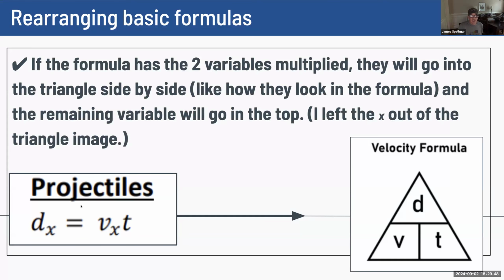So in this case, if this was our formula and you were trying to use a triangle, the V and the T are side by side. So they need to go side by side in the triangle first. So don't try to put the D in first. We'd never want to put the thing by itself in first. We always want to put these two in first and arrange them just like they look in the formula. So if V and T are side by side in the formula, V and T need to be side by side, and then D would go on top.